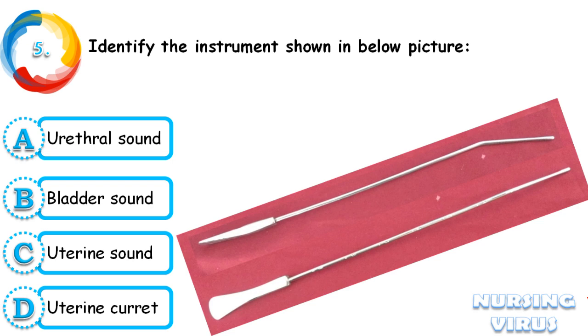And fifth one, identify the instrument shown in the below picture. Options are urethral sound, bladder sound, uterine sound, and uterine cavity. The correct option is uterine sound.